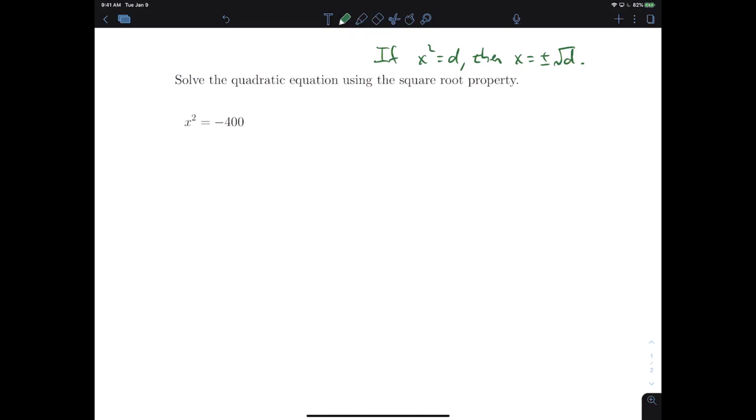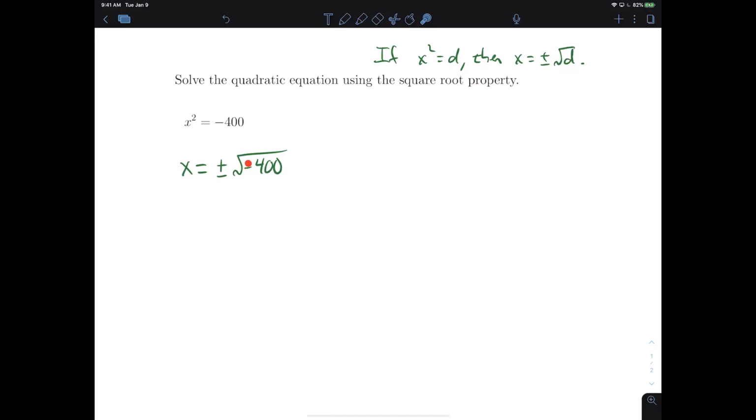Okay, so what we have here is x squared equals negative 400. Notice that x squared equals negative 400 is exactly like this. So the solution here would be x equals plus or minus the square root of negative 400. And that is the actual answer. But we're not done because square roots generally mean we're going to have to simplify.